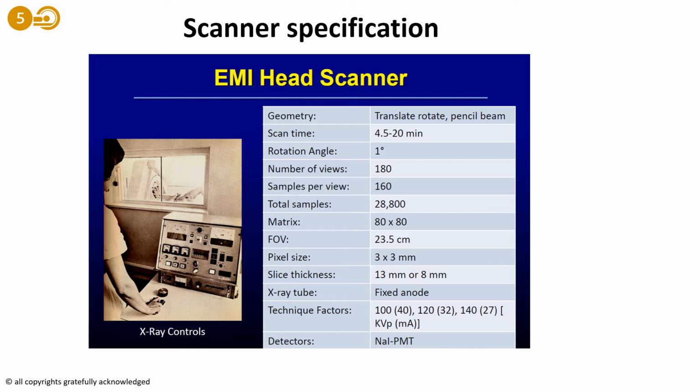The thickness of each slice in the Mark I scanner was either 8mm or 13mm, and the detectors were sodium iodide crystals paired with photomultiplier tubes. A stationary anode X-ray tube had to be utilised, since rotating anode X-ray tubes would not cope with the mechanical impact at the end of each linear translate motion.